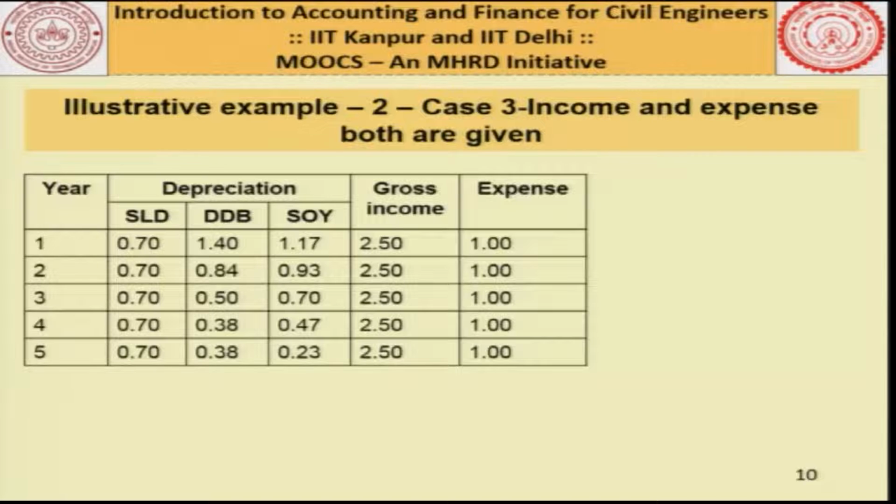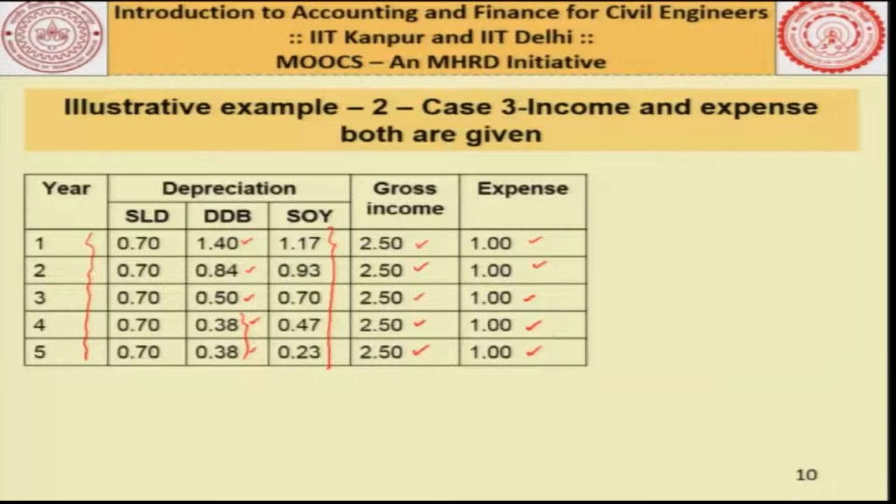We calculate the depreciation. So, there is nothing new here. 0.7 every year for the next 5 years using a straight line, double declining 1.4, 0.84, 0.5, and in year 4 I am switching over to a straight line. So, I am getting 0.38 and 0.38. Sum of years you have already seen, nothing new here. Now, in this column you can see I am having 2.5 lakh. So, I am getting 2.5 lakh income every year for the next 5 years, expense 1 lakh for every one of the 5 years.